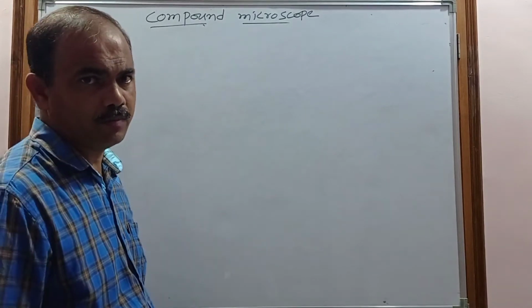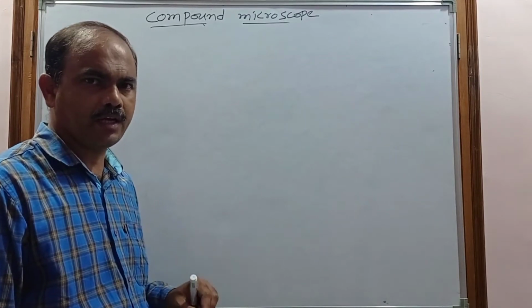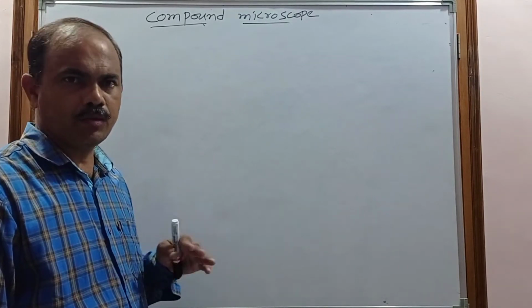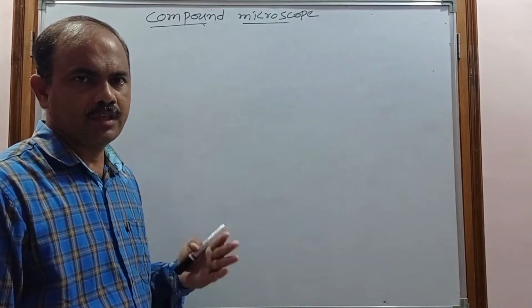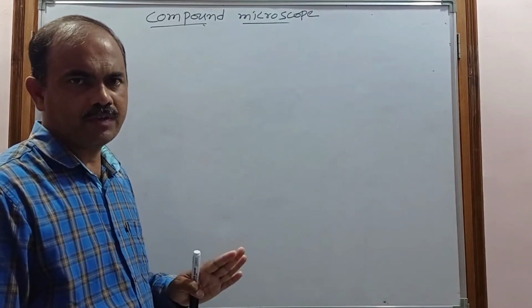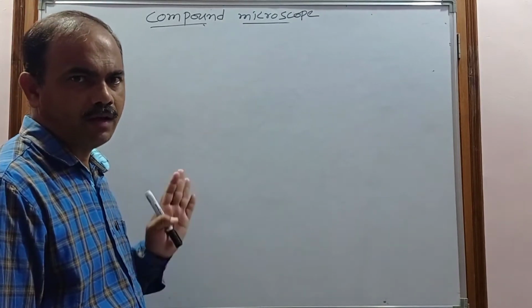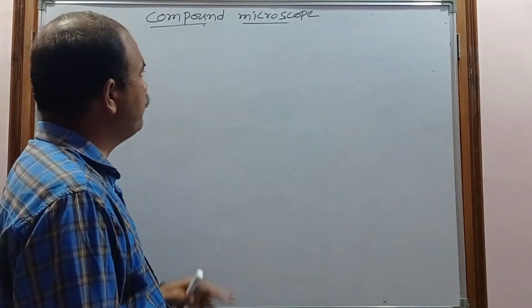Compound microscope. The maximum magnifying power of a simple microscope is 9, and if we want to get more magnifying power, the simple microscope is not useful. So that's why we use another optical instrument, that is the compound microscope.